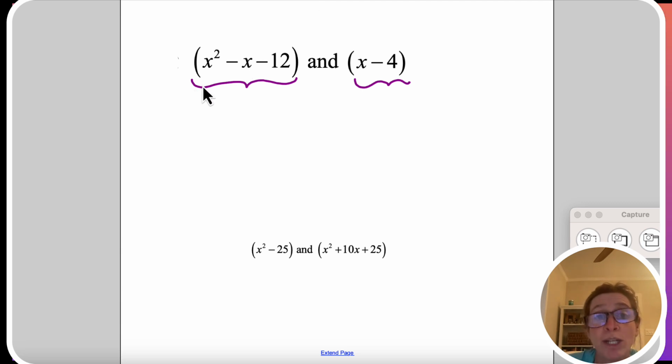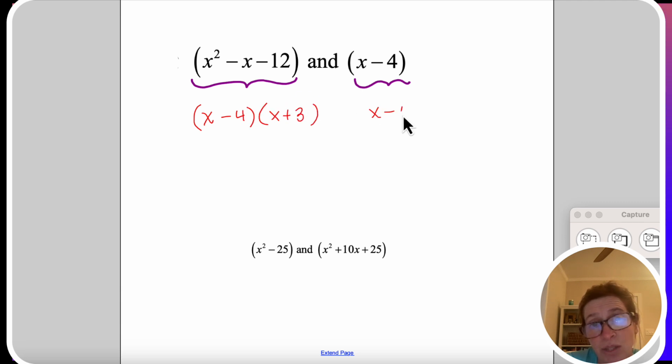So the first thing you'd want to do would be to factor x squared minus x minus 12. So that's going to give me what? x minus 4, x plus 3, and x minus 4. Okay, so I can clearly see I have a factor of x minus 4. So my least common multiple, or my LCD, would be x minus 4. And I also have a factor of x plus 3.